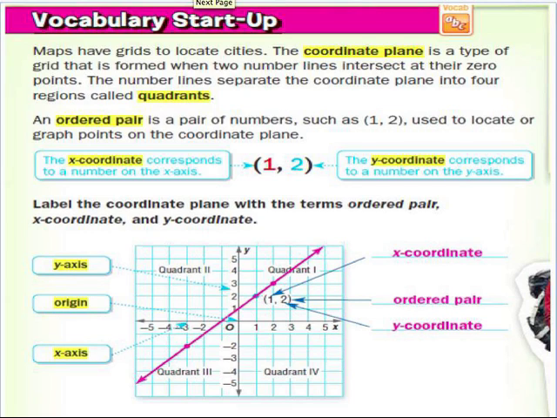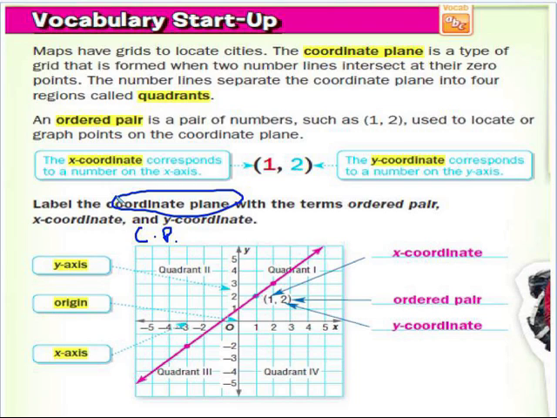So maps have grids that locate cities. This is much like the coordinate plane. The coordinate plane is a type of grid that is formed when two number lines intersect at their 0 points. The number lines separate the coordinate plane into 4 different regions called quadrants. So right down here we have an example of the coordinate plane. I'll call it CP for shortness sake here. Okay, so again, this is the coordinate plane that I'm looking at.